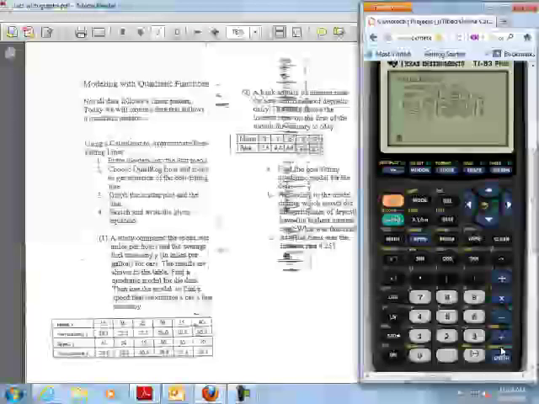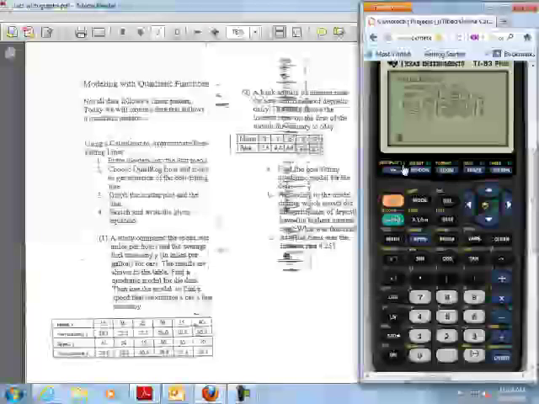Then part B, according to the model, so not the data in the chart. Models don't always perfectly match the data, but they're helpful to let us know what happens maybe between data or outside of data. So according to the model, during which month did we have the highest interest rate and what was that rate?